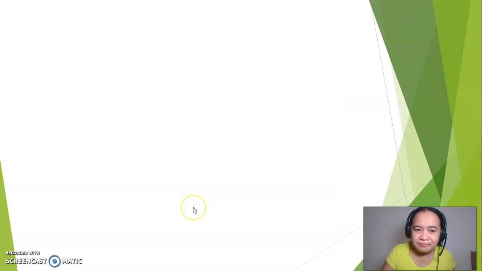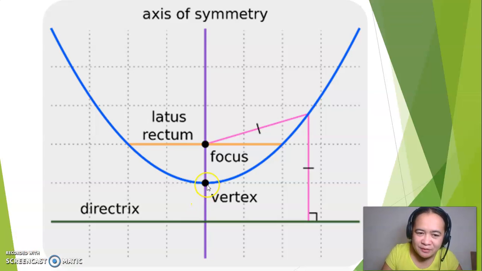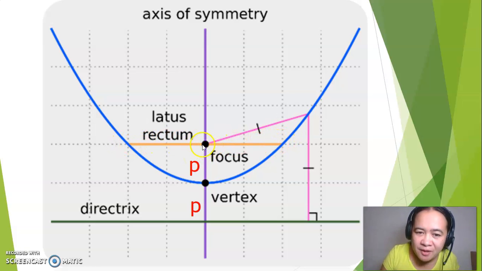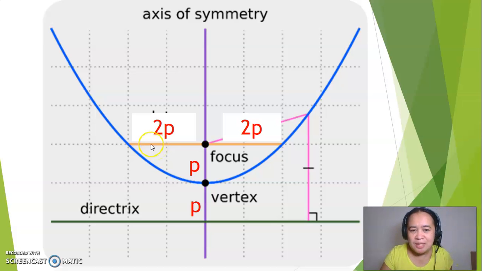Now, take note. Let's have this from the vertex going to the directrix. The distance here is P. Vertex going to the focus, its distance is also P. Take note, the length of the latus rectum is 4P. So from the focus to one end of the latus rectum, that's 2P. So to the other end, it's also 2P. So all in all, it is 4P.